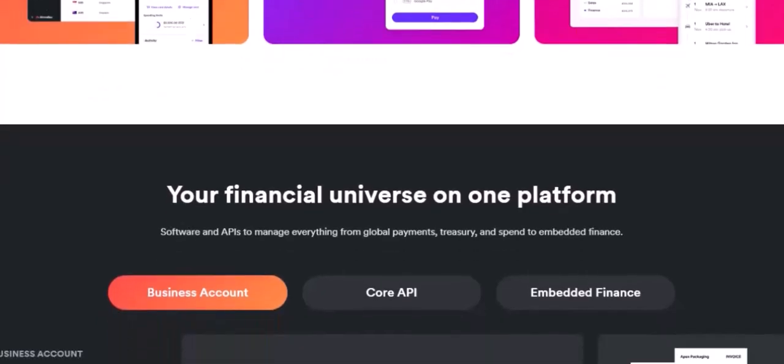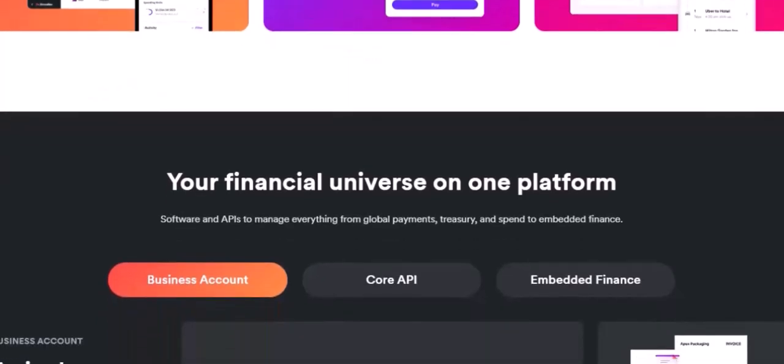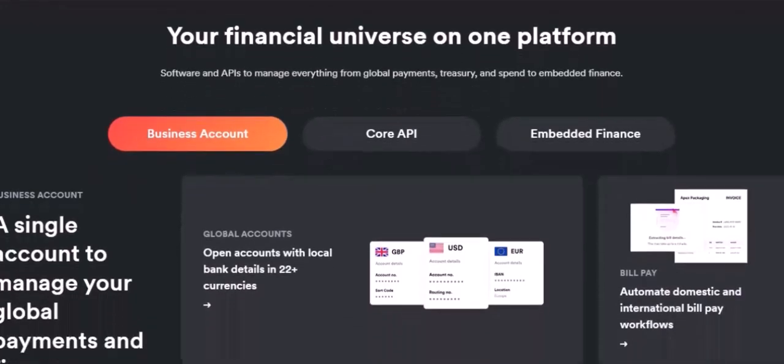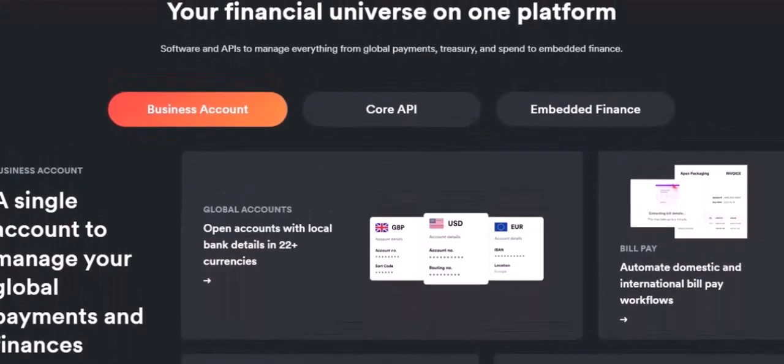So, if you're looking for a reliable and efficient way to handle international payments, Airwallex is definitely worth considering. With its wide range of supported currencies and comprehensive features, it can help you streamline your operations and focus on growing your business. Ready to learn more about Airwallex and how it can benefit your business?